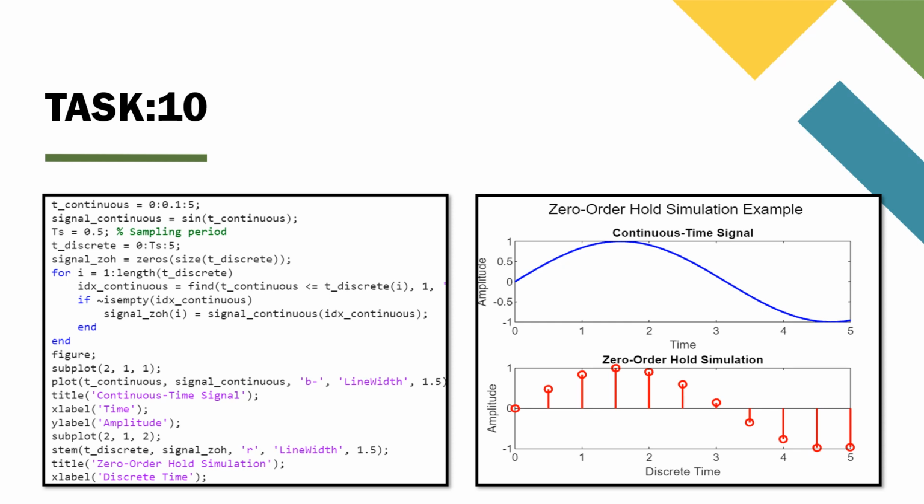For each instance, it finds the latest continuous time index before or at that discrete time. The value of the continuous time signal at the found index is assigned to the corresponding element in the signal zero order hold. Two subplots are created using subplot to show the continuous time signal and the zero order hold simulation.